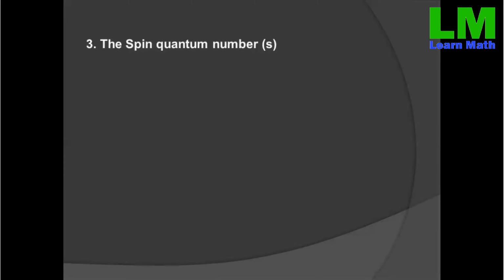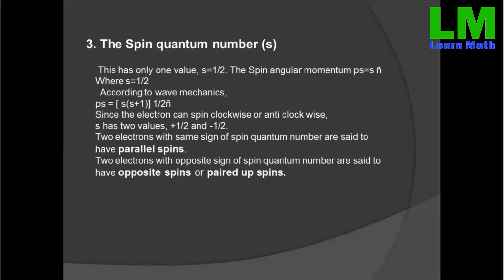The third one is the spin quantum number, denoted by S. This has only one value: S is equal to 1/2. The spin angular momentum Ps is equal to Sħ, where S is equal to half. According to wave mechanics, Ps is equal to the square root of S times S plus 1, multiplied by ħ. Since an electron can spin clockwise or anti-clockwise, the spin has two values, positive half and negative half.